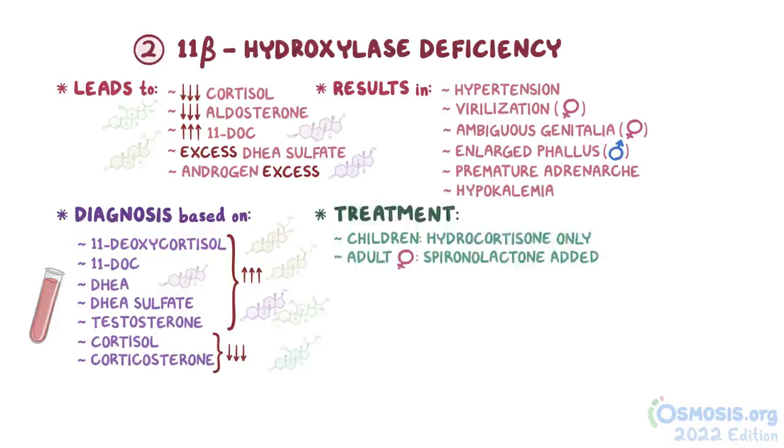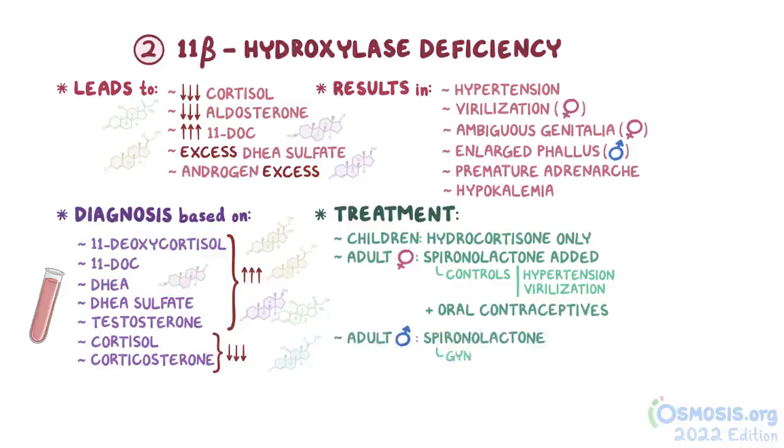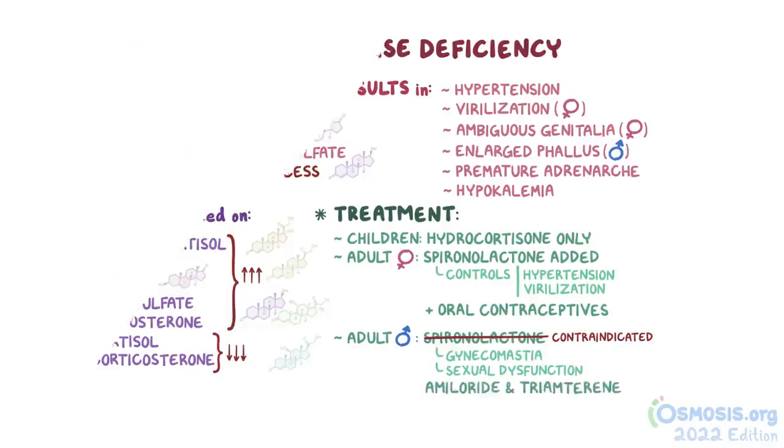Spironolactone blocks both the mineralocorticoid and androgen receptors, so it controls both hypertension and signs of virilization. If pregnancy is not desired, oral contraceptives can be used in addition to spironolactone. In adult males, spironolactone may cause gynecomastia and sexual dysfunction, so it's contraindicated. But other drugs that block the mineralocorticoid receptor, like amiloride and triamterene, may be given instead.